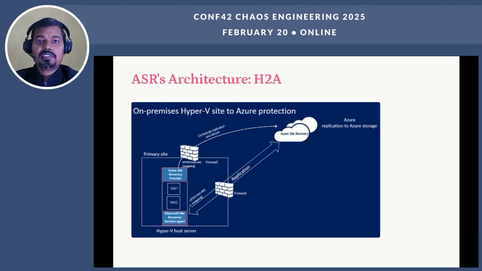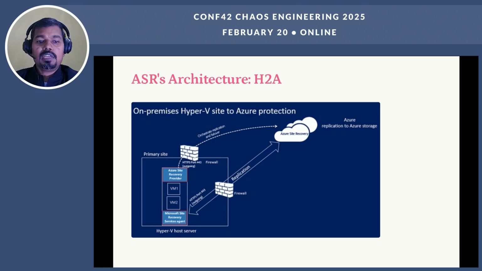How does it work? ASR continuously replicates Hyper-V virtual machines from the on-premises environment to Azure. This ensures that up-to-date copies of your workloads are always available in the cloud. If there is a disruption in the primary environment, ASR allows you to fail over to Azure, instantly bringing your critical applications back online. Once your environment is restored, you can fail back workloads from Azure to the Hyper-V infrastructure, returning to normal operation with minimal data loss.